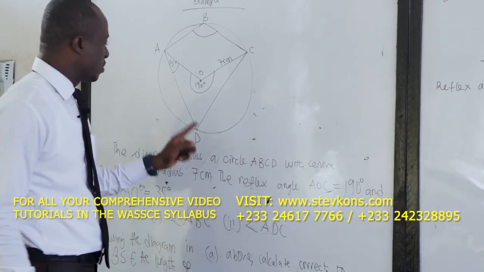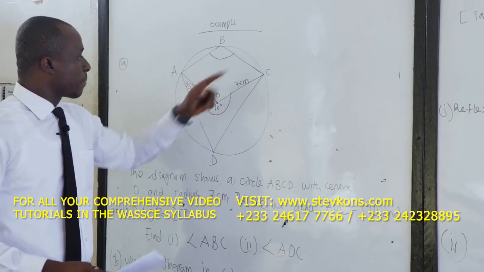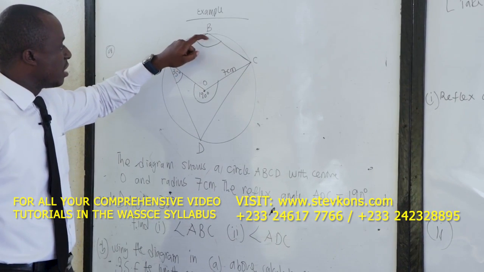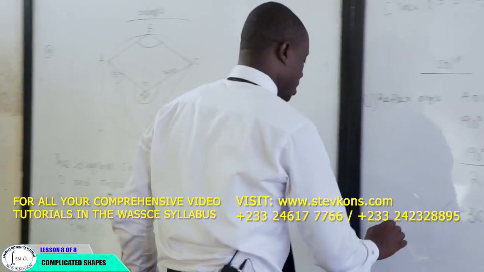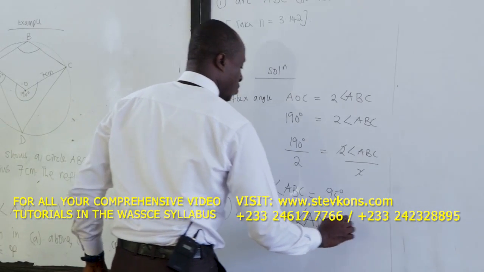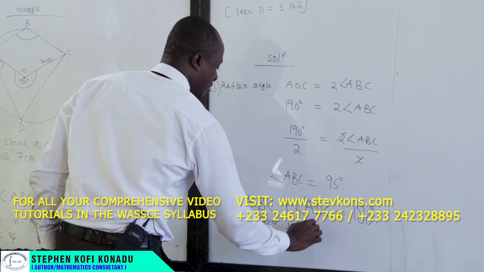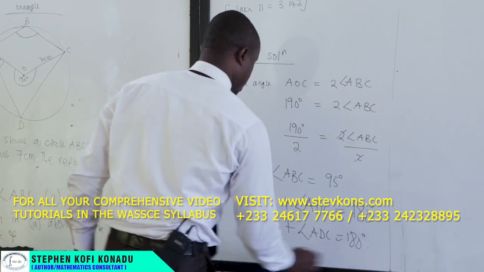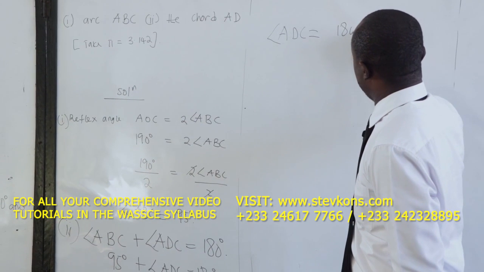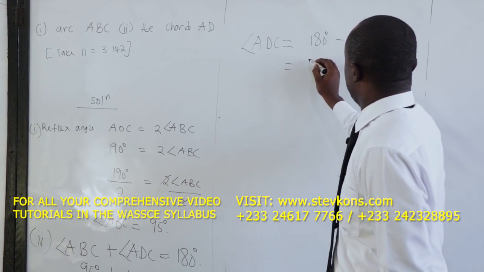Now, the next one says find ADC. I want to find ADC. Now, this is a cyclic quadrilateral, and with a cyclic quadrilateral, opposite angles add up to what? 180. So the angle over here plus the angle over here equals 180. So you can say that ABC plus ADC equals 180 degrees. Now, what is ABC? That is 95 degrees. So 95 plus ADC equals 180 degrees. I want to find ADC, so I have to group like things. ADC equals 180 degrees minus 95 degrees, and 180 minus 95 is giving me 85 degrees.